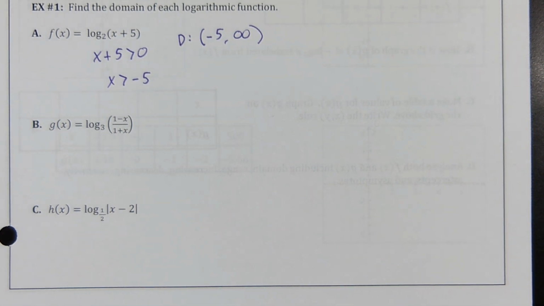What do you think about that? Set the argument greater than 0, solve for x. Pretty easy? Yes? Yep. Pretty easy? Okay.